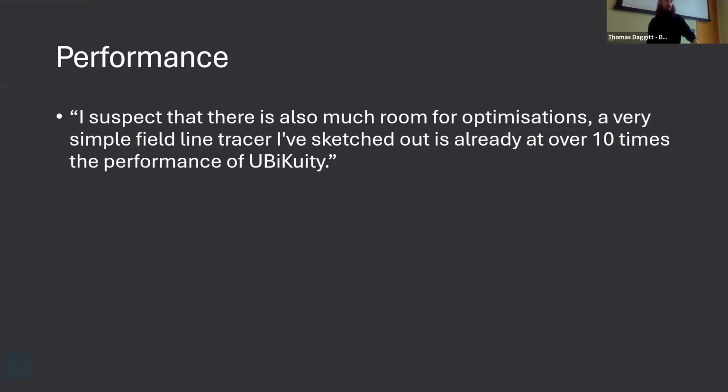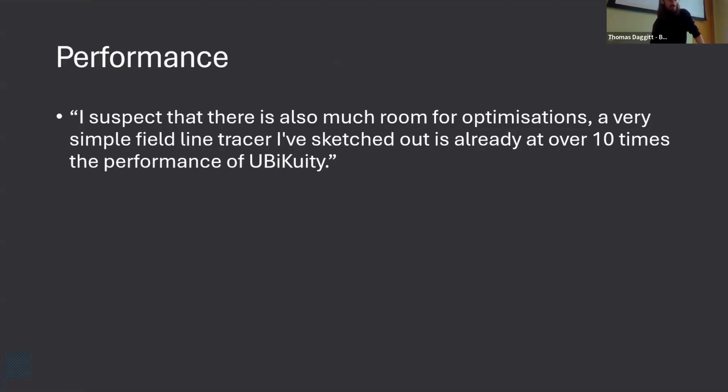So the last thing I wanted to mention is that performance is obviously a key issue in any large numerical model. This is a section from an email I got yesterday from my master's student, who is the third person to use this code. He says, I suspect there's also much room for optimizations. A very simple field line tracer I've sketched out is already at over 10 times the performance of UBiKuity. Which is lovely. It's a bit of a blow to the ego, if it's true.